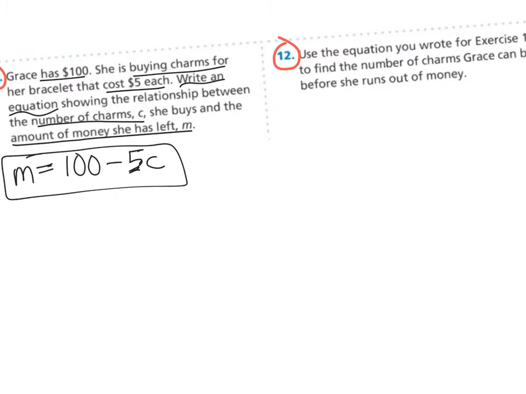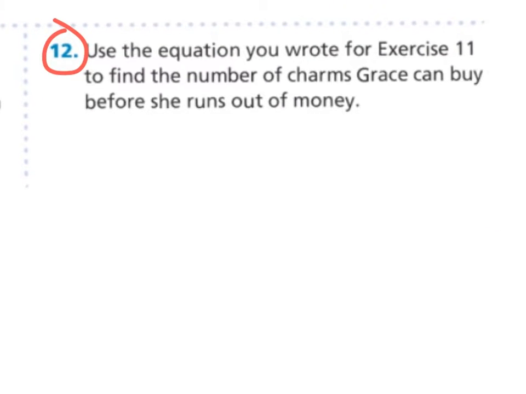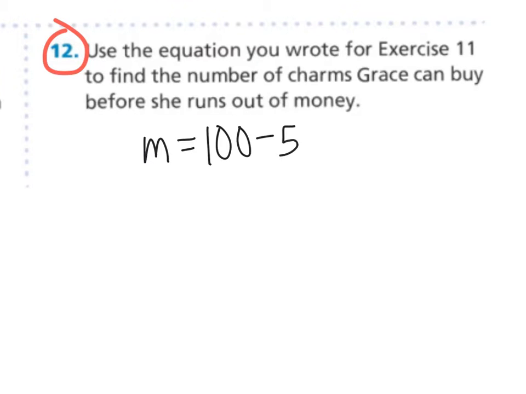So if we look at number 12, they want us to use the equation we wrote in exercise 11 to find the number of charms Grace can buy before she runs out of money. So our equation, once again, we had M equals 100 minus 5C. And they're wanting us to figure out when she would run out of money here. There's a couple different ways. They're technically wanting us to try to use our equation, but there's technically other ways we could figure this out as well.